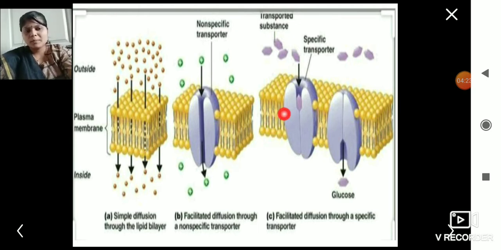See, if a specificity is there, then it's actually good, but sometimes you would require a certain kind of molecule which is actually needed inside, but still they are not specific.